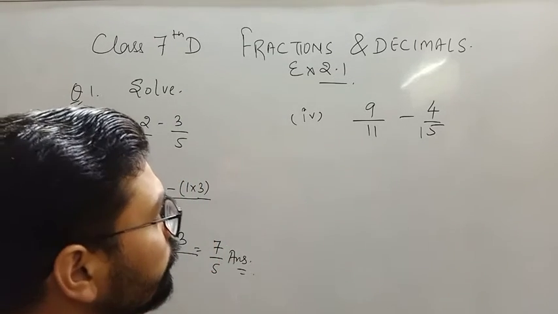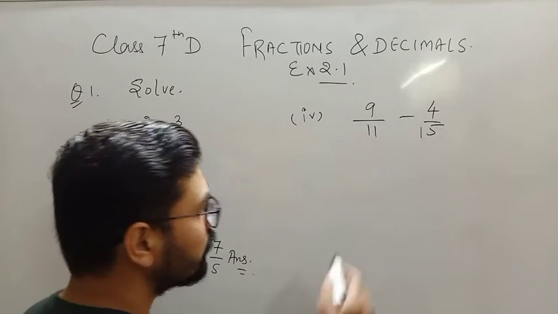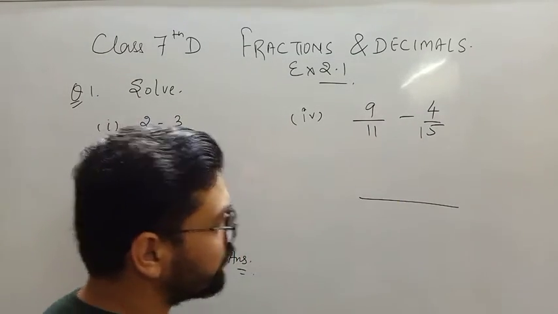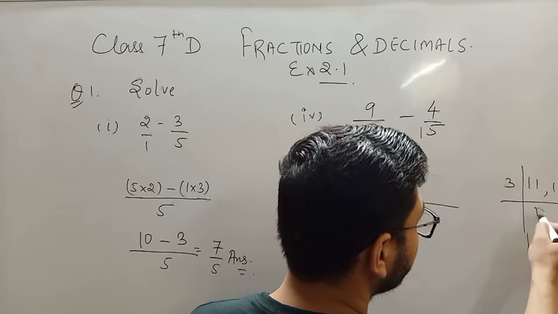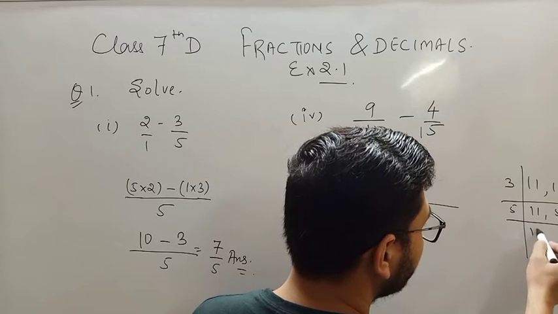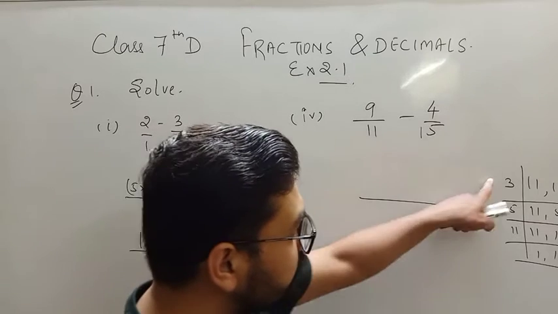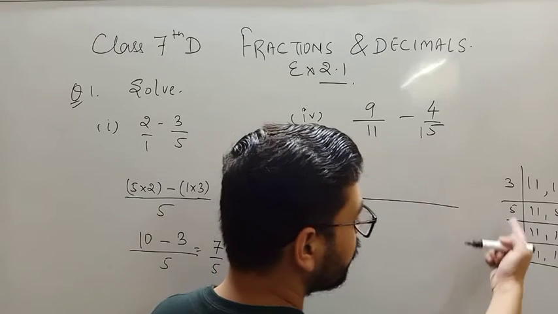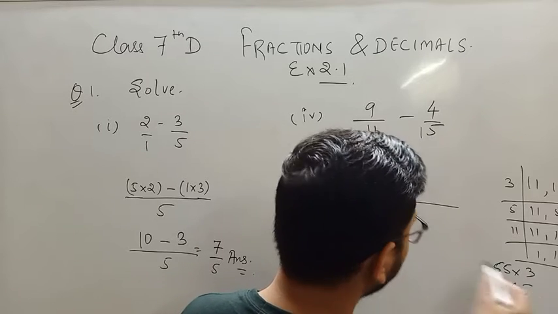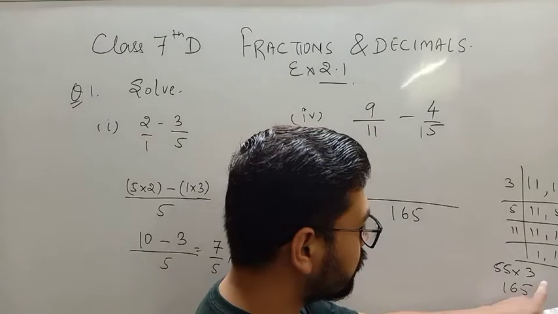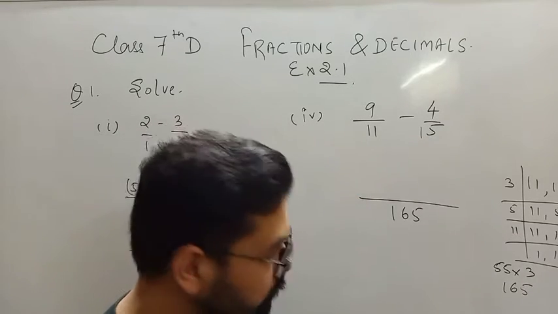Now see the fourth part: 9 upon 11 minus 4 upon 15. So please tell me what will be the LCM of 11 and 15. The LCM of 11 and 15 is 165. 3 5s are 15, 5 1s are 5 and 11 1s are 11. 3 5s are 15 into 11, that means 11 5s are 55, into 3 is 165. So 165. Any doubt? Okay.